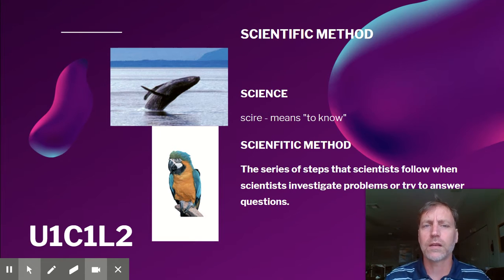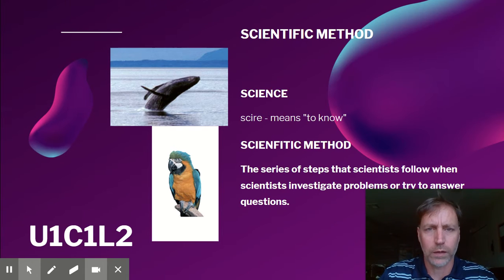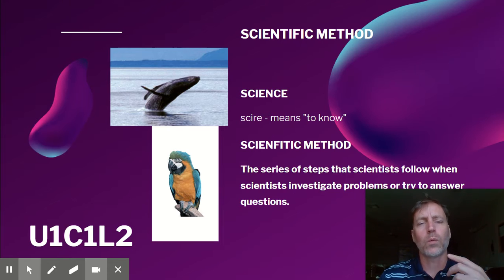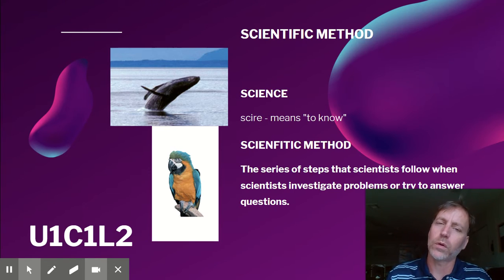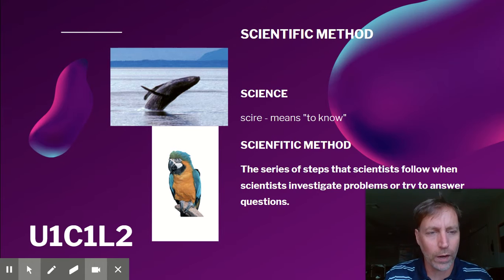So we're talking about the scientific method today. The scientific method is a process of understanding. The word science means to know. It comes from a Latin word meaning to know. And so when we practice science, I like to say this: we don't study science, we practice science, meaning that we're always getting better, or trying to improve, or trying to learn something.